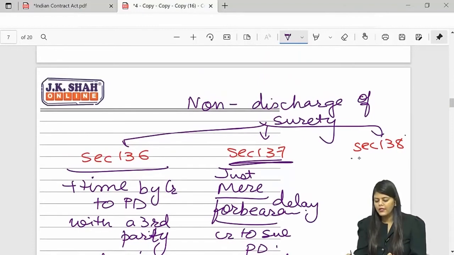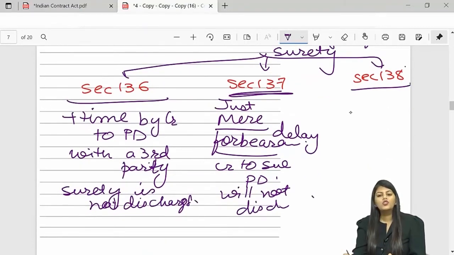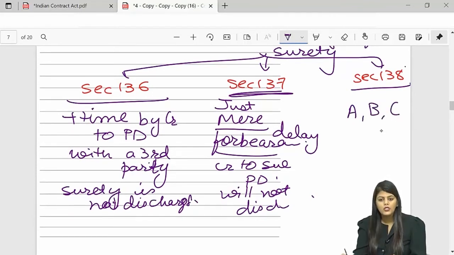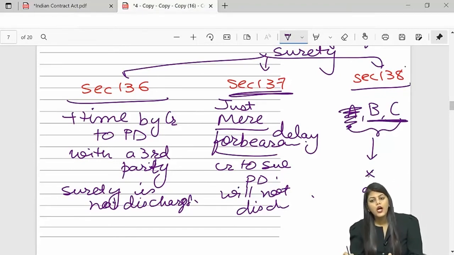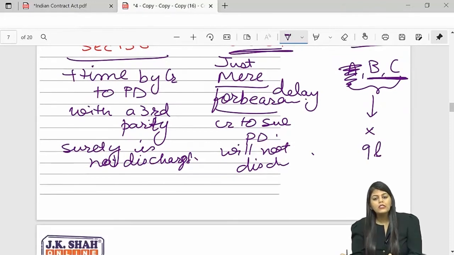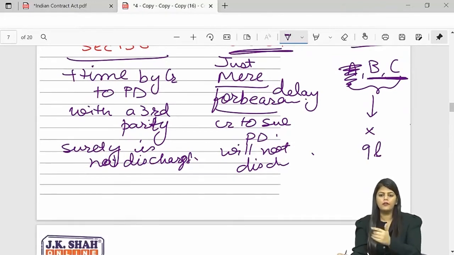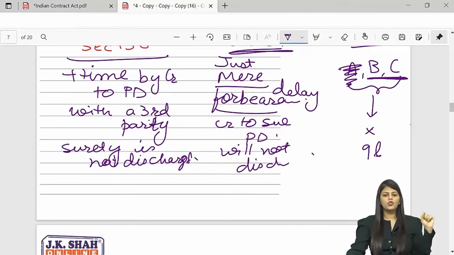Section 138 tells you a very simple thing. Co-sureties, if one co-surety is discharged, others are not discharged. So they have jointly given guarantee to X of 9 lakhs. But X has discharged A. That does not mean B and C are discharged. They are still liable. Not only this, if you are discharging A, he is discharged here, but A is still liable to pay B and C internally. So, discharge of one co-surety will not discharge other co-sureties.